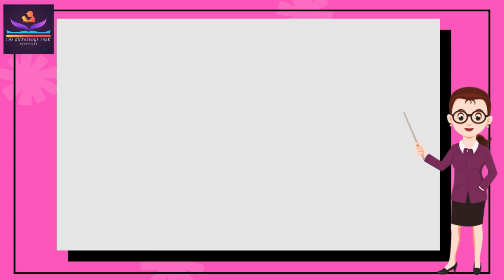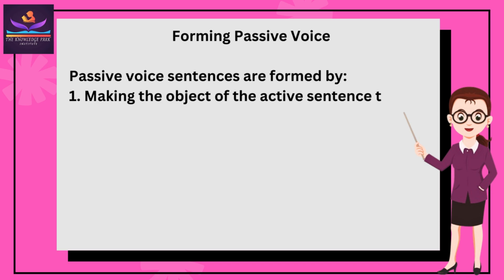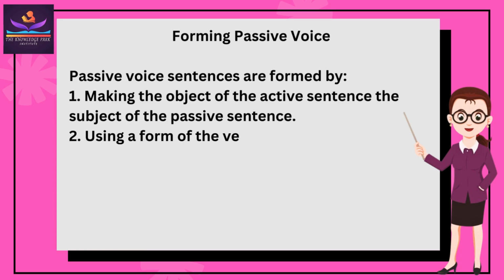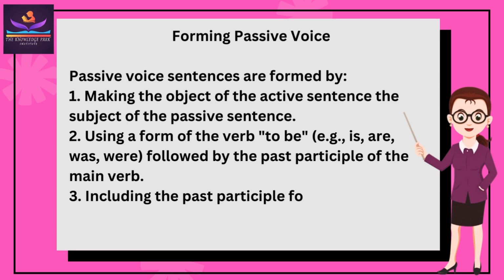Forming passive voice. Passive voice sentences are formed by: 1. Making the object of the active sentence the subject of the passive sentence. 2. Using a form of the verb to be, e.g., is, are, was, were, followed by the past participle of the main verb. 3. Including the past participle form of the main verb.